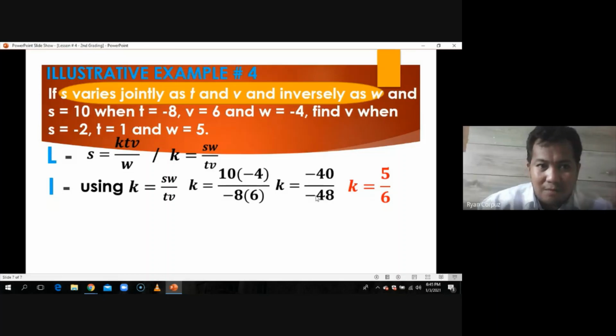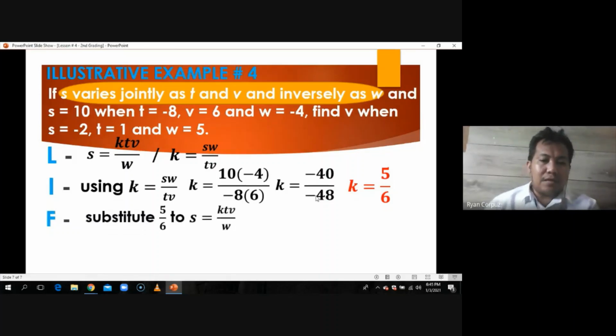So, kayo na bahala mag-umusga, which is the better way, yung using the cancellation or using the multiplying it directly. It's again up to you kung saan kayo mas madadalian. Either way, you'll still come up with the same answer as the value of K, which is equal to 5 over 6.